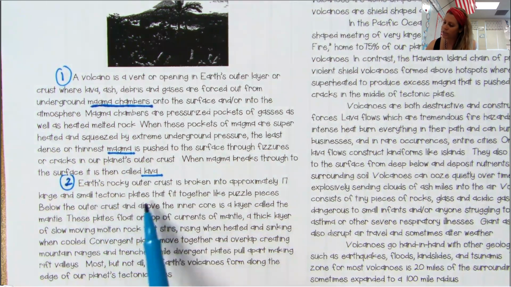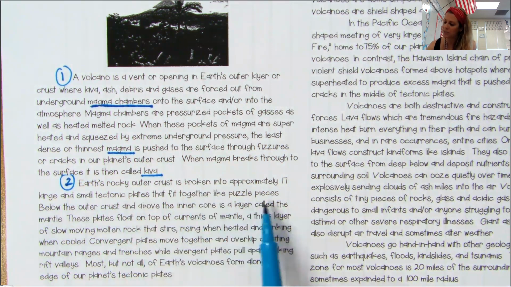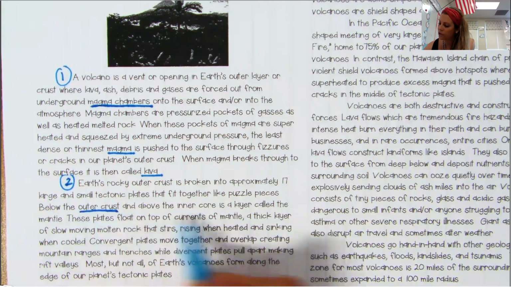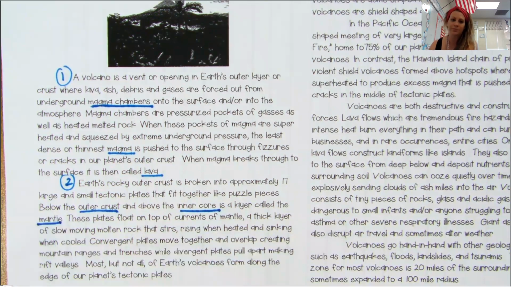Earth's rocky outer crust is broken into approximately 17 large and small tectonic plates that fit together like puzzle pieces. Below the outer crust and above the inner core is a layer called the mantle. All right, so outer crust is important, inner core, and mantle. These plates float on top of currents of mantle, a thick layer of slow-moving molten rock that stirs, rising when heated and sinking when cooled.